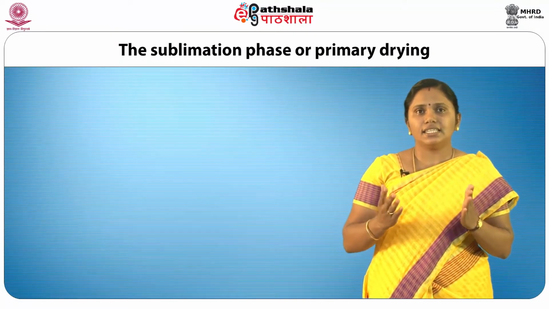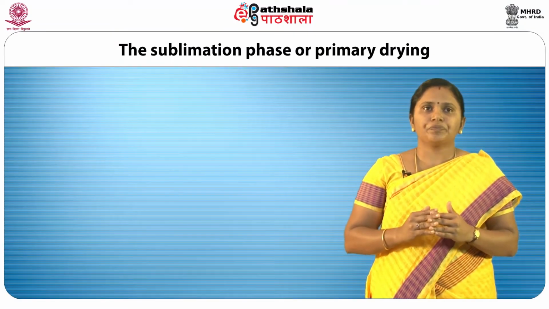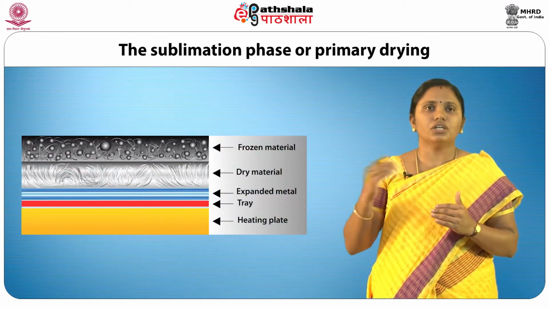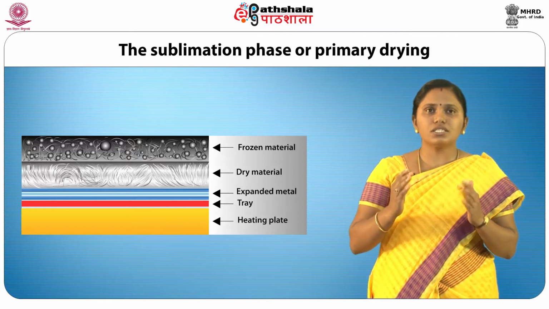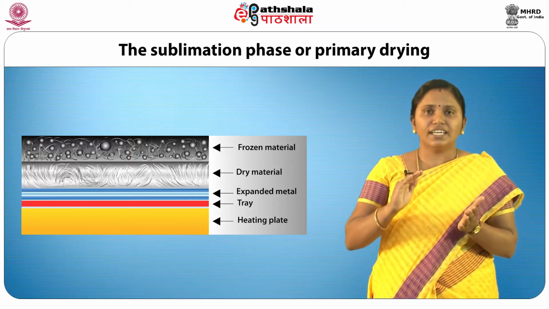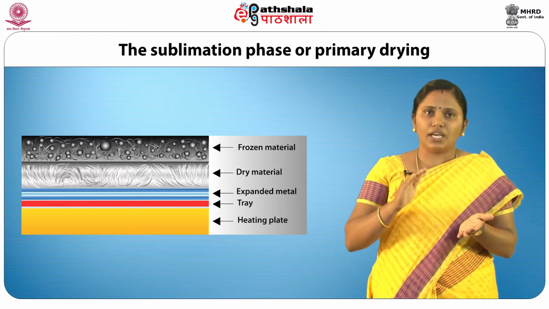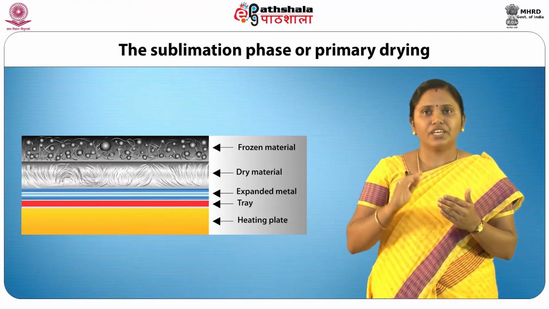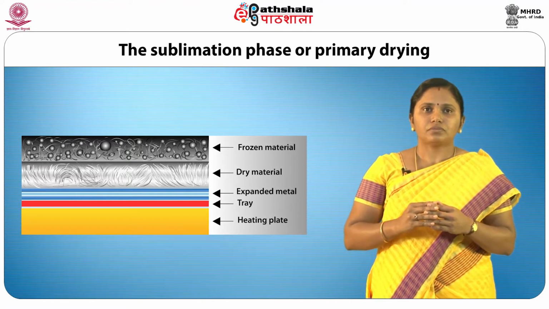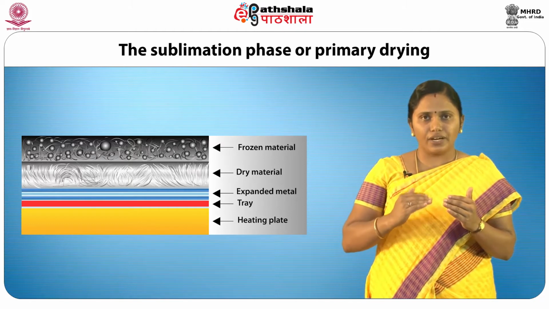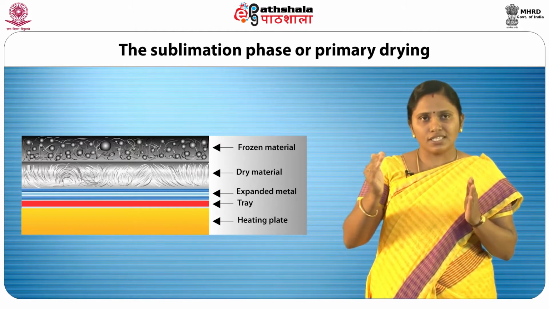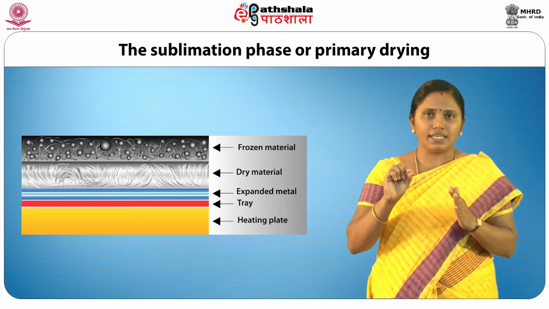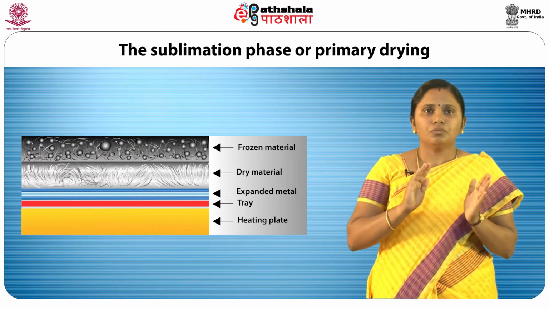Now, let us see the freeze drying process. The sublimation phase, or the primary drying, is the first phase of freeze drying. The frozen food material is placed in the drying chamber where the chamber pressure is reduced to initiate the sublimation process in the primary drying stage. The drying progresses gradually from the surface to the center of the product. The channels formed by the sublimating ice are the ways for vapor to escape.